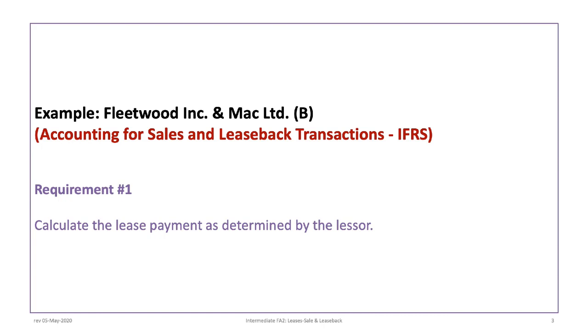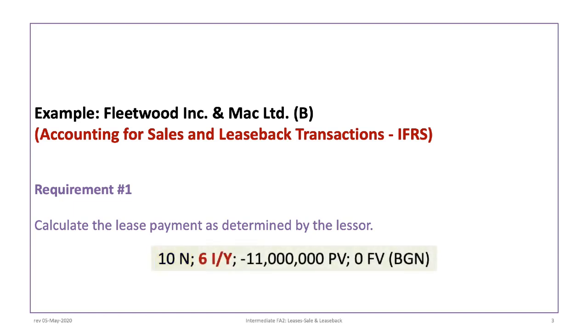Using your financial calculator, enter the following variables: 10 N, 6 I/Y, 11 million plus/minus PV, 0 FV, and make sure your calculator is in Begin or BGN mode. Computing PMT will result in a lease payment of $1,409,950.